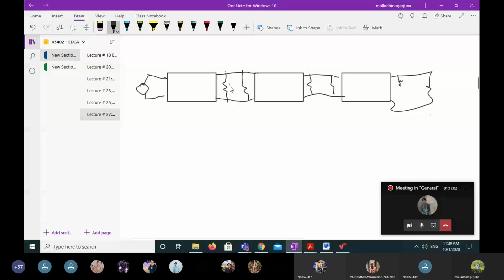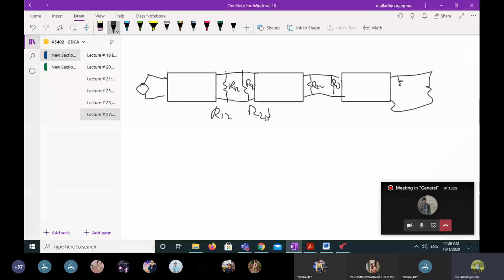Now R12 is the first stage output impedance. This is R21, the second stage input impedance. This is R22, the second stage output impedance. This is R31, the third stage input impedance. And R32 is nothing but the load. Please understand, R12 is the first stage output impedance, R21 is the second stage input impedance, R22 is the second stage output impedance, and R31 is the input of the third stage, and so on.